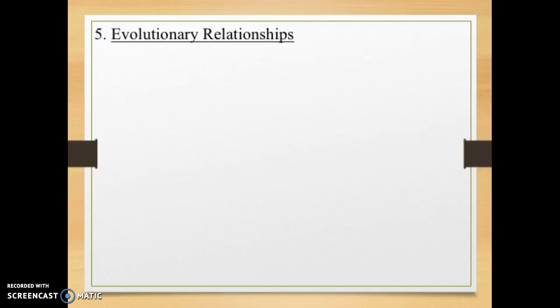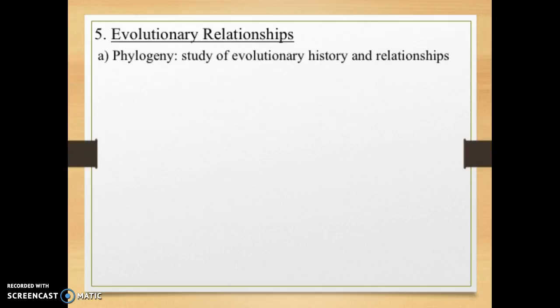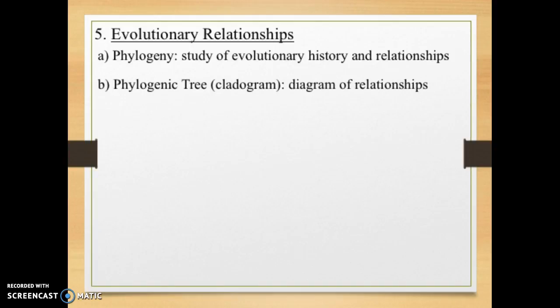Okay, so evolutionary relationships. When we look at evolutionary relationships, we're going to look at phylogeny. It's a study of evolutionary history and relationships. We're going to go into much more detail on this topic later in the year in our study of evolution. But for now, I want you to see what a phylogenetic tree is. And a phylogenetic tree is a diagram that shows relationships.